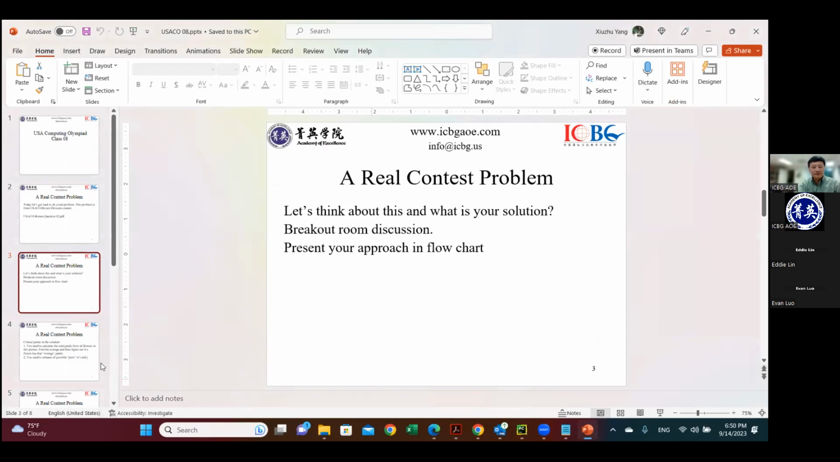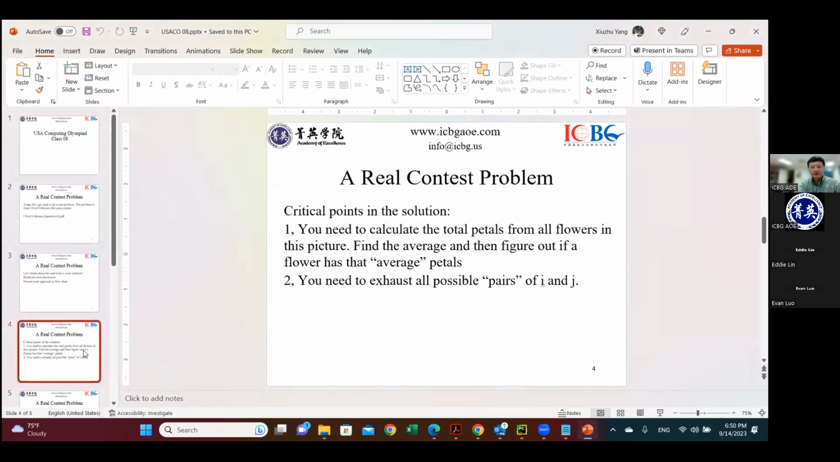So this is points in the solution. Okay. You need to calculate it, right? And you use all possible things that I can be zero, J can be n, right? It can be n.